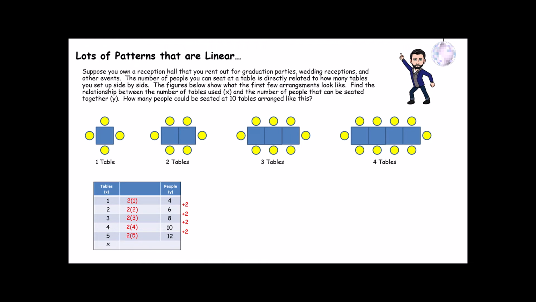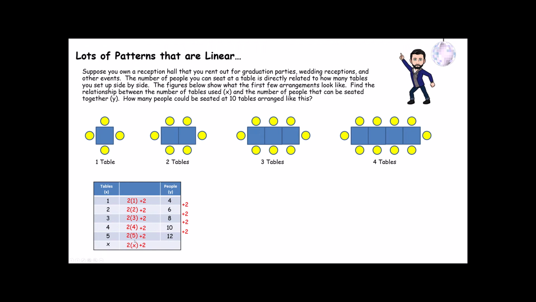If I want to predict how many people can sit at any number of tables, I'm going to say, well, it's 2 times the number of tables, or I get 2 people added on for every table, but there's also an additional 2 people at each table. Notice 2 times 1 plus 2 equals 4. 2 times 2 plus 2 equals 6. 2 times 3 plus 2 does equal 8. These were all incorrect by 2. So my pattern is 2x plus 2.